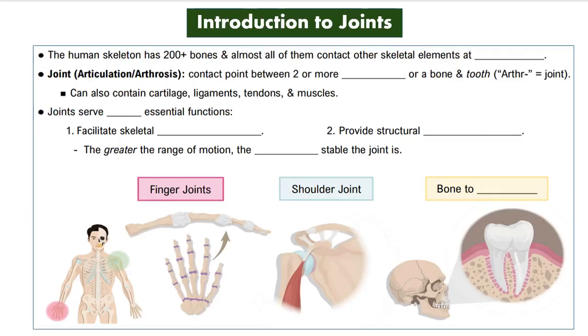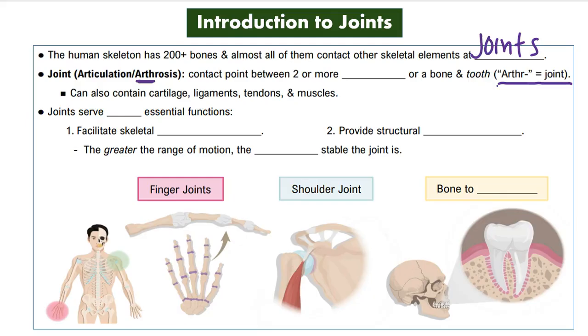You know, the human skeleton has 200 plus bones. We always say 206, and almost all of them are in contact with other skeletal elements at joints. Okay, so that's what we know for sure. Now, joints can also be called articulations. When we saw Chapter 7 for the skeletal system, there's a lot about, oh, this bone articulates with this one. That means it's going to form a joint with that other bone. So you can also call it articulation or arthrosis. And anytime you see that arth, you're going to be looking for your understanding of a joint, okay?